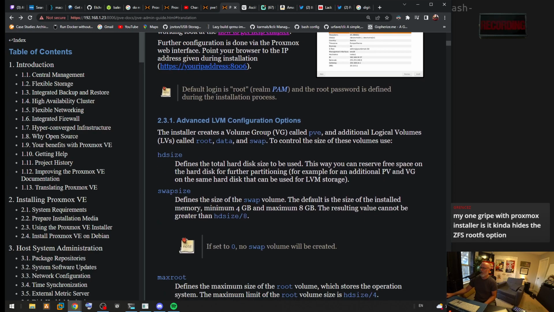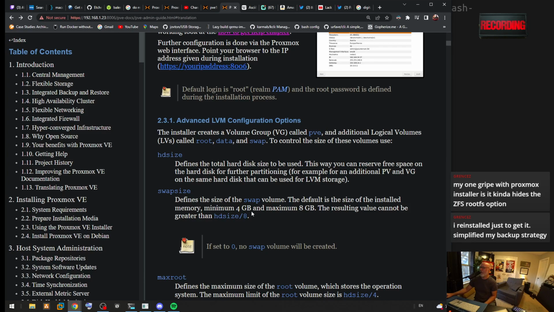The installer creates a volume group called PVE, and additional logical volumes, LVs, called root, data and swap. To control the size of these volumes, use hdsize and swapsize. Swapsize defines the swap volume size; the default is the size of installed memory, minimum 4 GB, maximum 8 GB. The resulting value can be greater. If you set it to 0, no swap volume will be created. That's interesting.